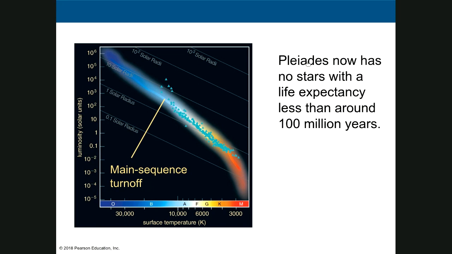So Pleiades, which I guess is a star cluster we can look at, now has no stars with a life expectancy less than 100 million years. So we can see some stars off the main sequence, but on the main sequence, it's 100 million years or older. So it can't be much older than 100 million years. All right, and all the young massive stars have died, or are exiting the main sequence rather.